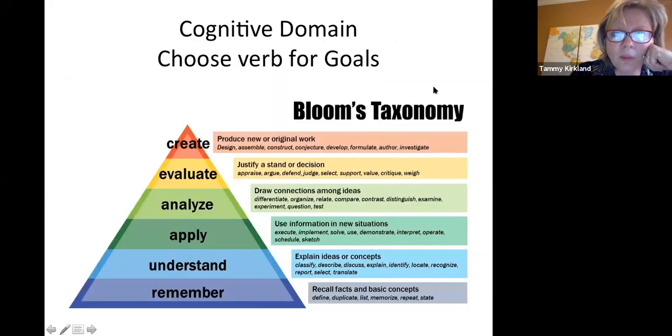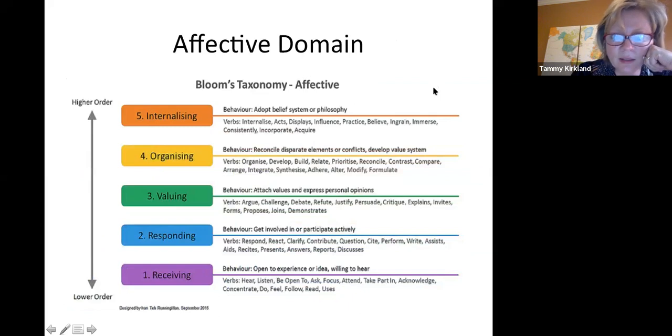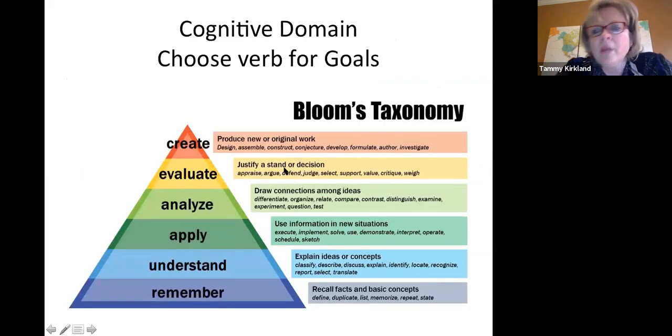Here, let's look a little bit at the cognitive domain. When you're coming up with your goals, guys, again, I want you to think of the synonym objective. Let's put a verb in there. That will help you get a high quality lesson. You want your students analyzing, evaluating, or creating.